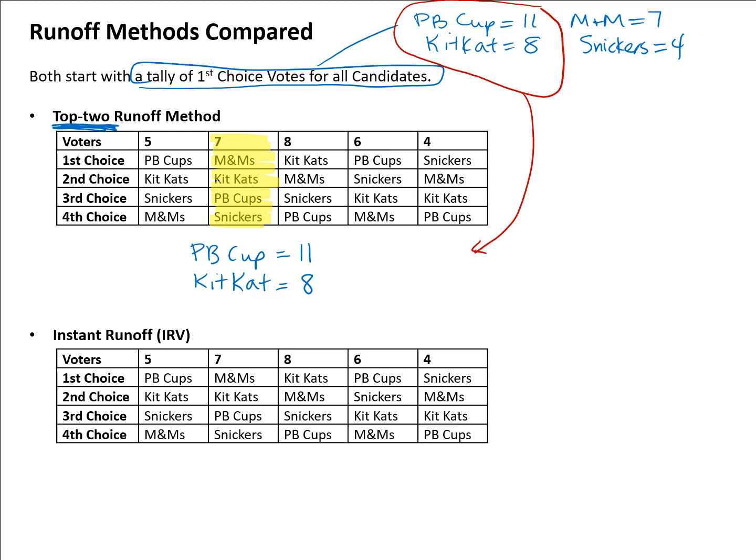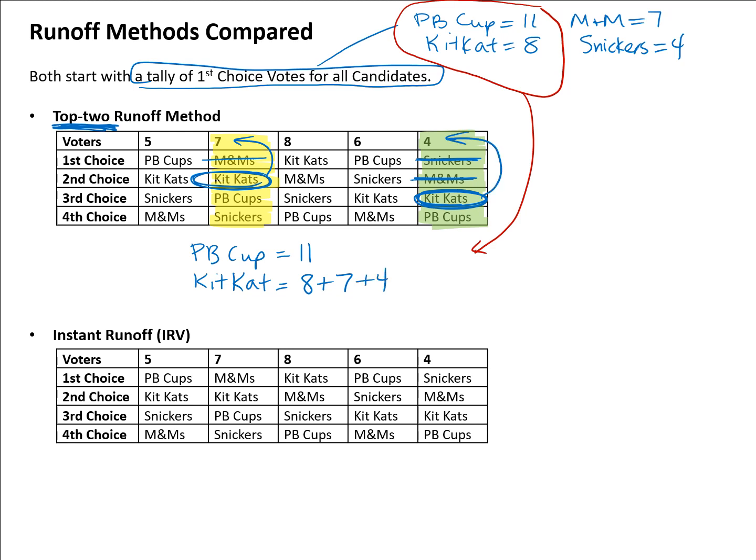Those 7 people, if M&Ms is not available, choose Kit Kats. Their second choice is Kit Kat. So because M&Ms is out, they're going to switch their vote to Kit Kat. Next, we'll look at Snickers. Snickers is eliminated. Snickers first place votes came from the last column. Those 4 people, if they can't have Snickers, their next choice is M&Ms. Well, M&Ms is also out, so their next choice is Kit Kats. So those 4 people would have chosen Kit Kats.